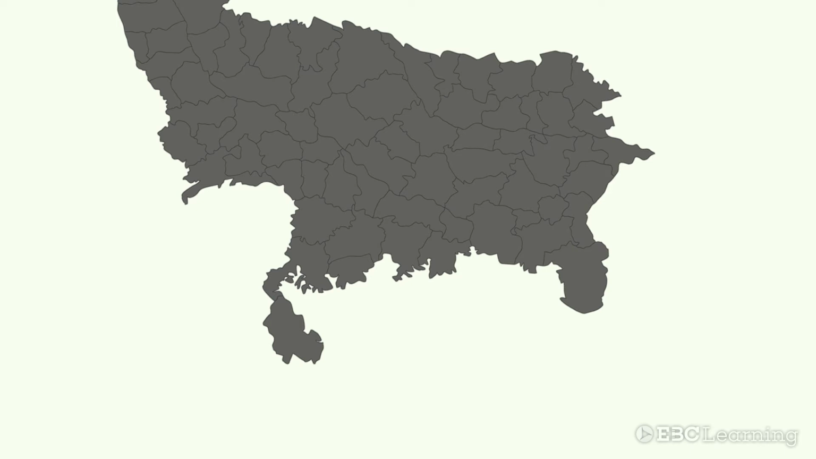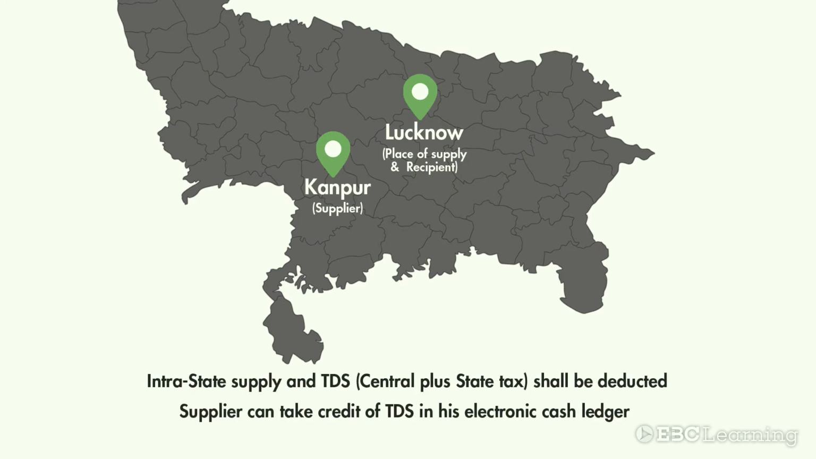Take the first case where the supplier, place of supply and recipient are in the same state. So supplier and recipient are in the same state. It would be an intrastate supply and TDS will be deducted. So CGST and SGST will be deducted. It would be possible for the supplier, that is the deductee, to take credit of TDS in his electronic cash ledger.